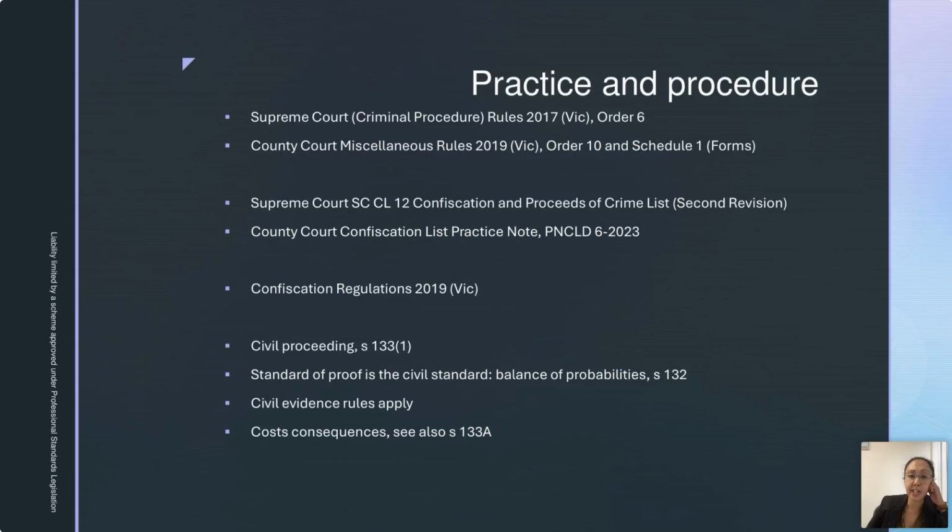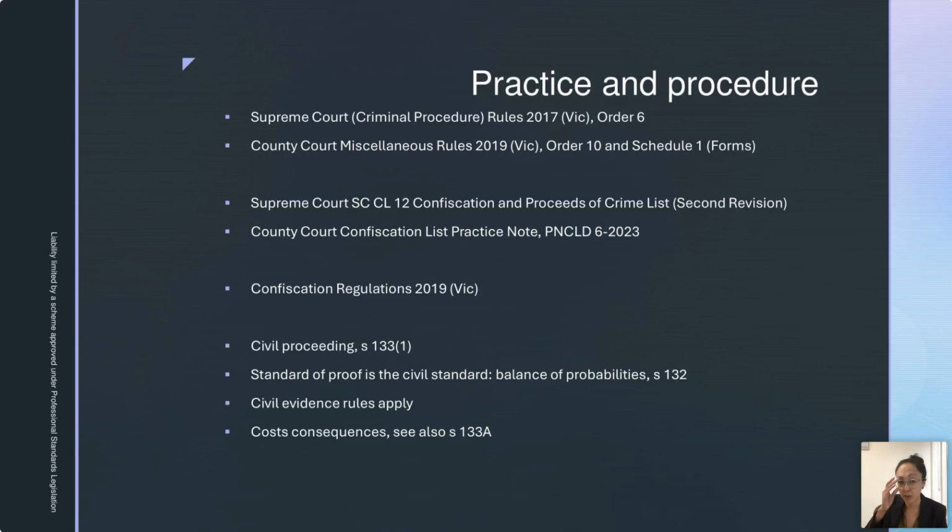I'm also going to draw your attention in particular to Schedule 1 of the County Court miscellaneous rules, because that is where a lot of the pro forma forms for exclusion applications and any other applications, not all applications, but forms that you would ordinarily require to file an exclusion application or vary a restraining order, are generally found in Schedule 1. So have a look there. There's also the confiscation regulations, and we've got practice notes in both the Supreme and County Court.